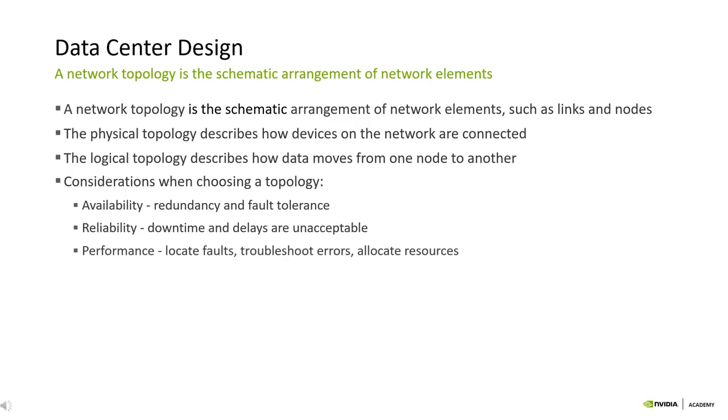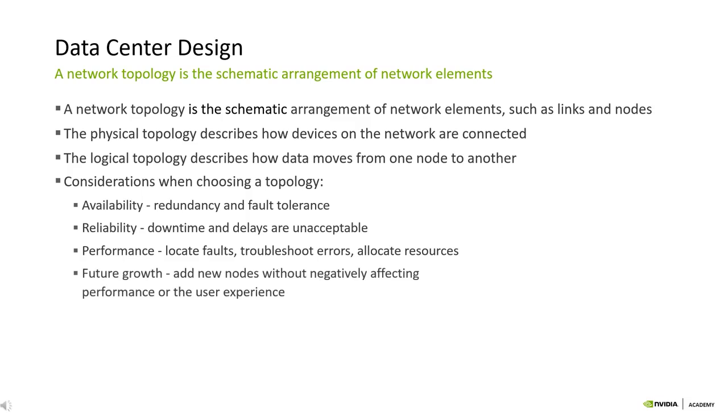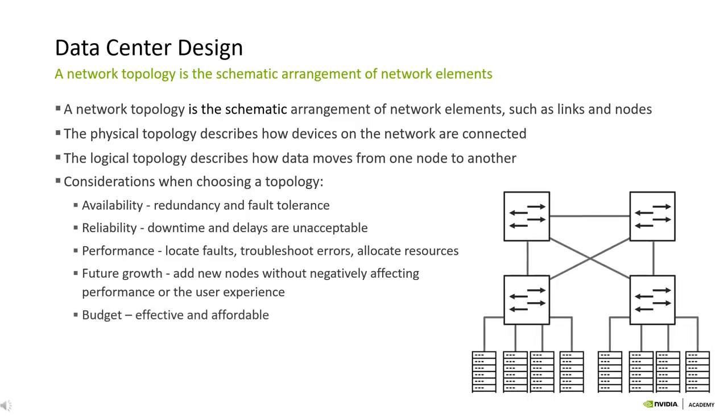Performance. The topology of a network is key to determining its performance. Choosing the right topology can increase performance while making it easier to locate faults, troubleshoot errors, and more effectively allocate resources across the network. Future growth. If the network is expected to grow in size in the mid to long term, choose a network topology that's easy to add new nodes without negatively affecting performance or the user experience. Budget. You can choose a topology that is perfectly suited to your needs, but it may not be affordable. There will probably be a lower priced alternative that's nearly as effective.